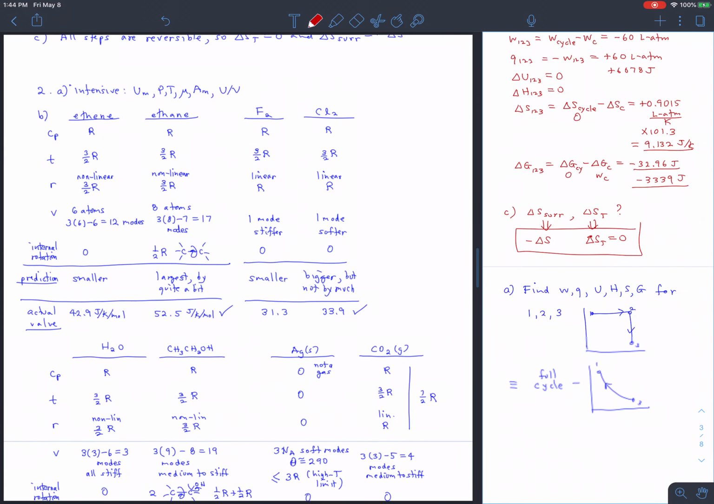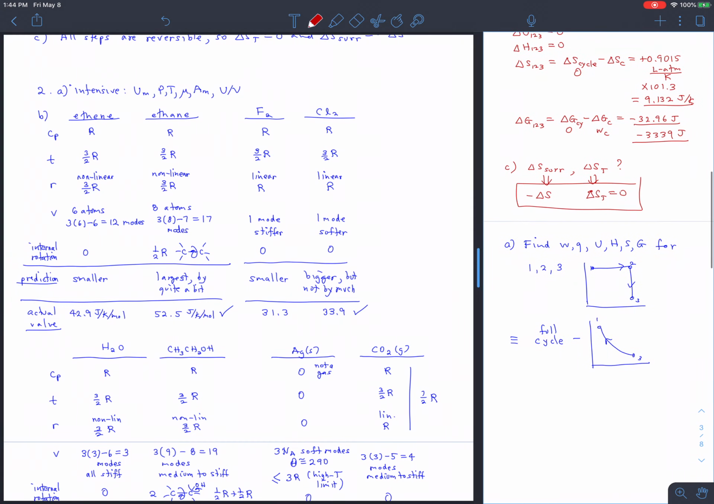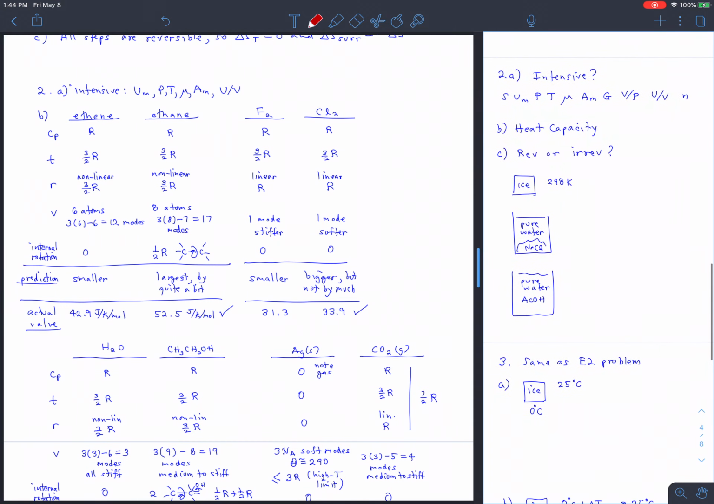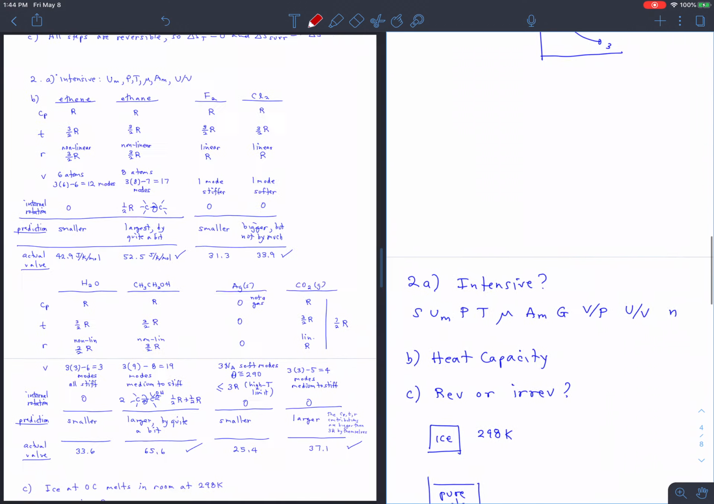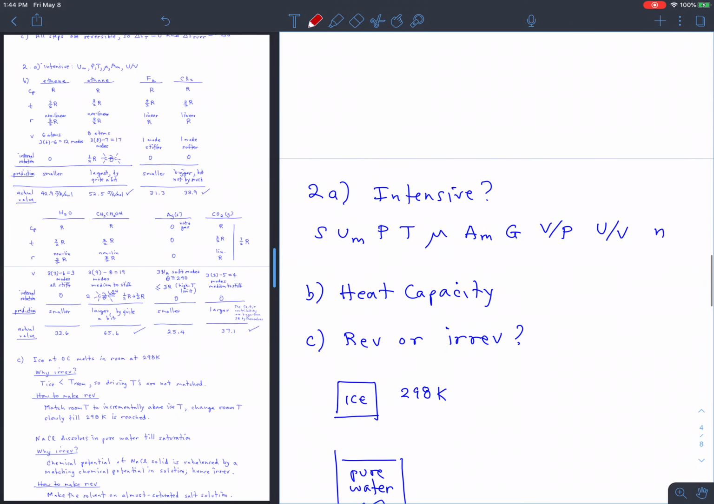Now let's look at problem number two. Problem number two has several parts. The first part is fairly easy. It asks which of these quantities is an intensive quantity. So an intensive quantity is either a force, a thermodynamic force, or a ratio between two extensive quantities. Almost all the natural quantities are extensive. So entropy, for example, is extensive.